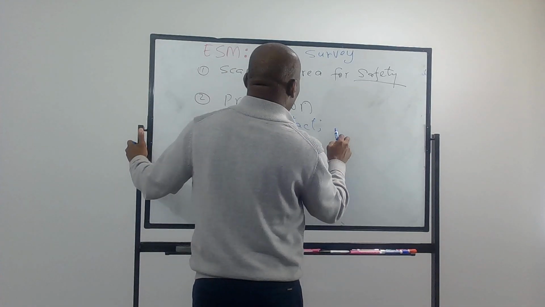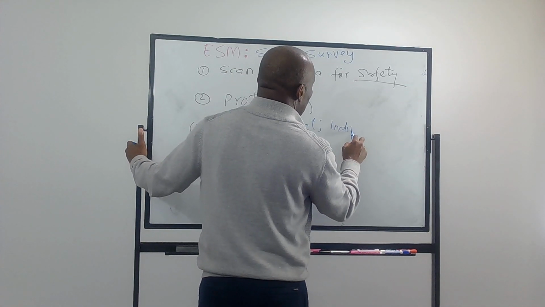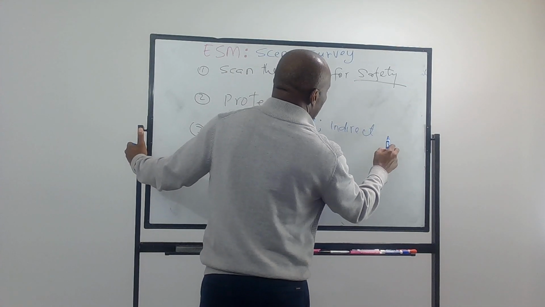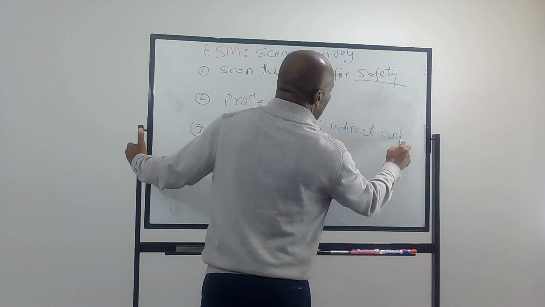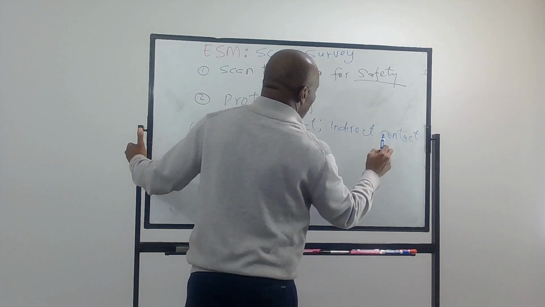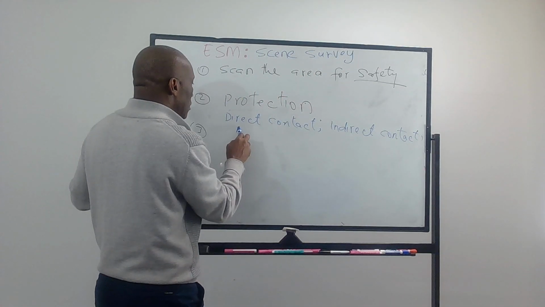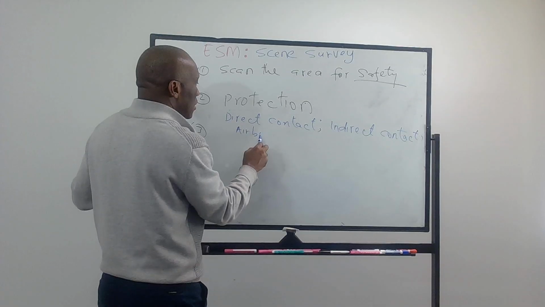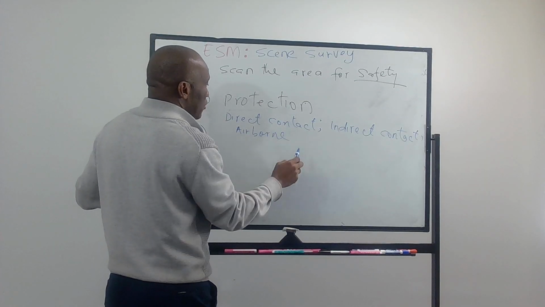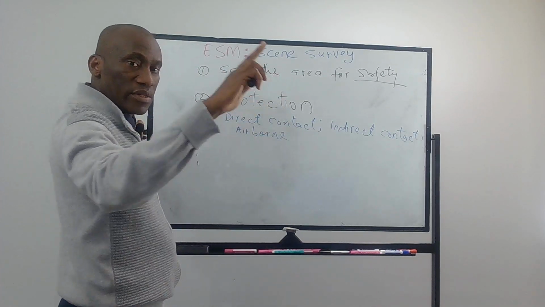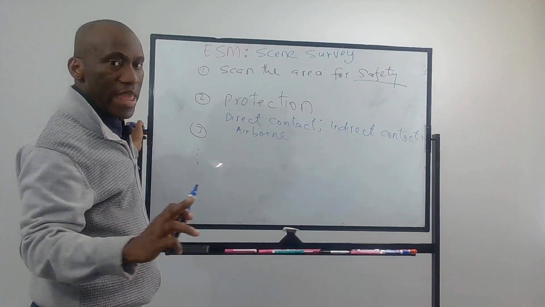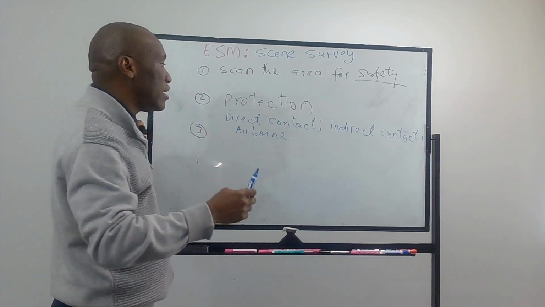So number 2, indirect contact. Indirect contact is another way diseases can move around. Number 3 is airborne transmission. This one circulates through the air by breathing.